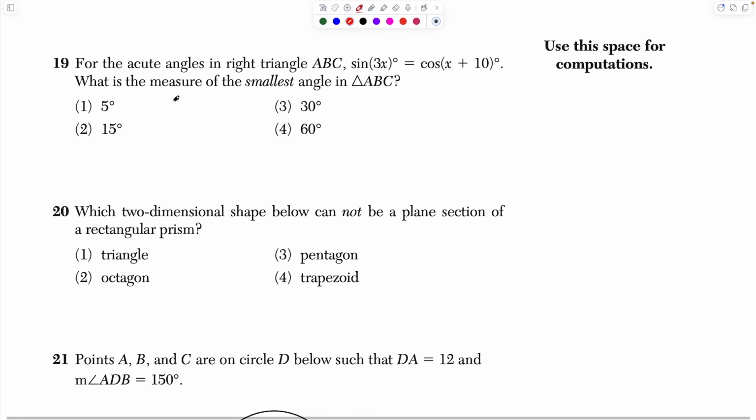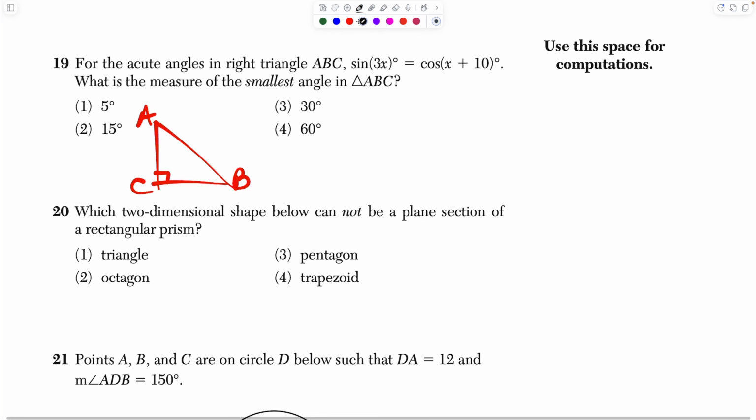x plus 10 degrees. What is the measure of the smallest angle in triangle ABC? So for this question, there's a very important idea that we have to know. So let me just draw this a little bit nicer. But when we have a right triangle, let's say like this, it doesn't have to be isosceles. It could be any right triangle. And let's say I go A, B, C like this.